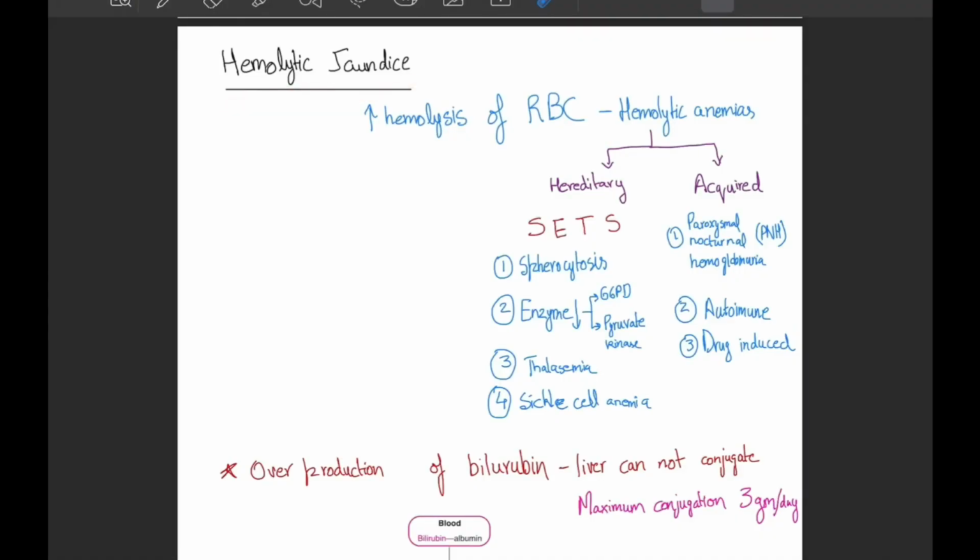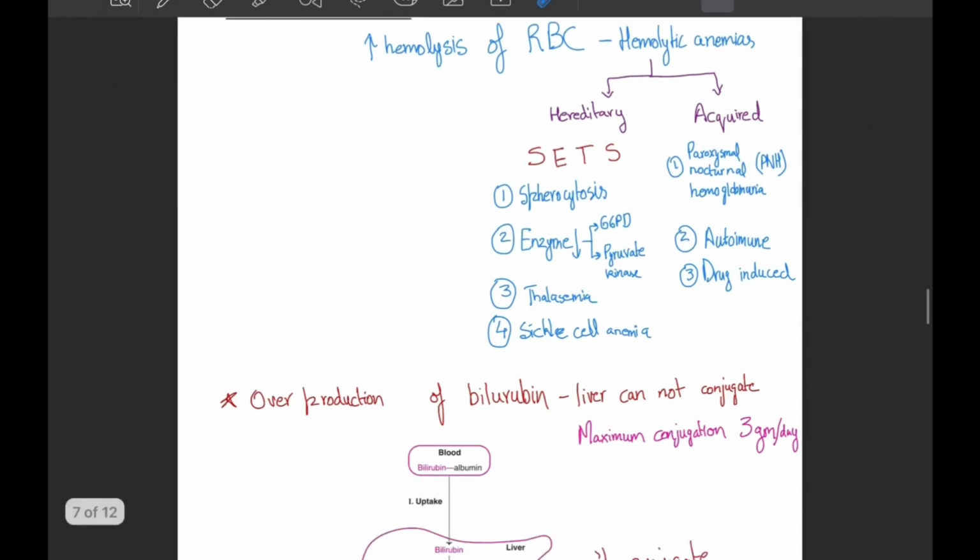Next we talk about hemolytic jaundice, and this is due to increased hemolysis of red blood cells and mainly due to hemolytic anemia. So we have two types: hereditary, which is mnemonic SETS. For S we have spherocytosis. For E we have enzyme deficiency, either G6PD or pyruvate kinase. For T we have thalassemia, and for S we have sickle cell anemia. Then there is acquired type, in which there is paroxysmal nocturnal hemoglobinuria, autoimmune or drug-induced anemia.